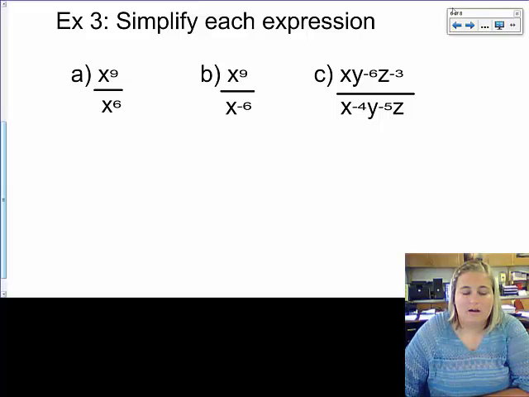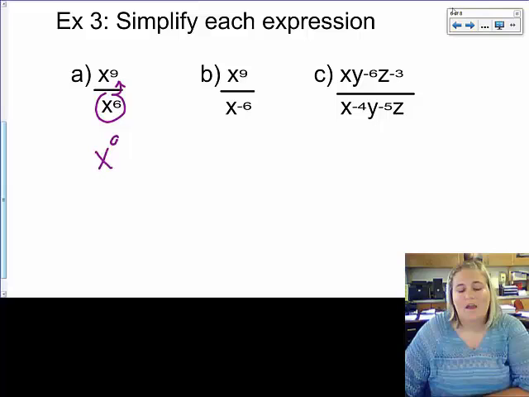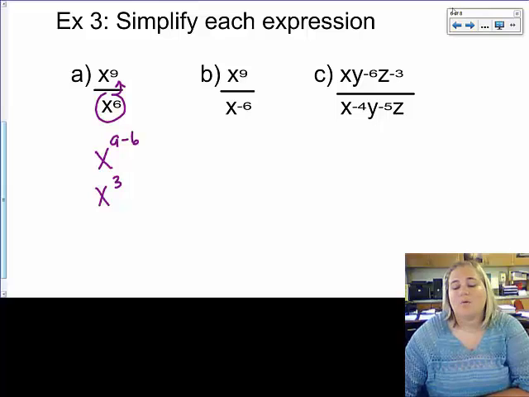And since they're both positive, I'm just going to do this like normal, especially because this 9 has a greater absolute value. So I want to subtract 6 from 9. That will keep it positive. So this is going to give me x to the 9th minus the 6th, which gives me x to the 3rd. Final answer.